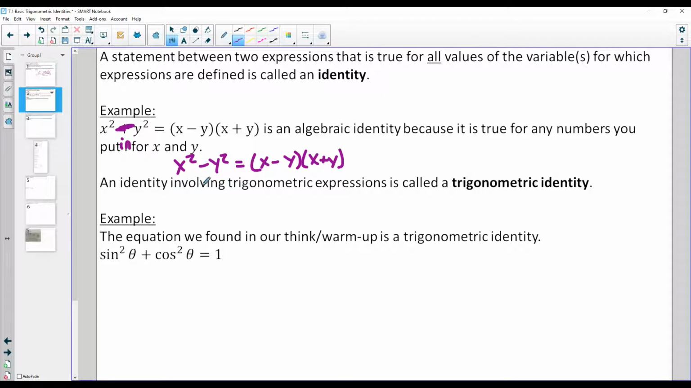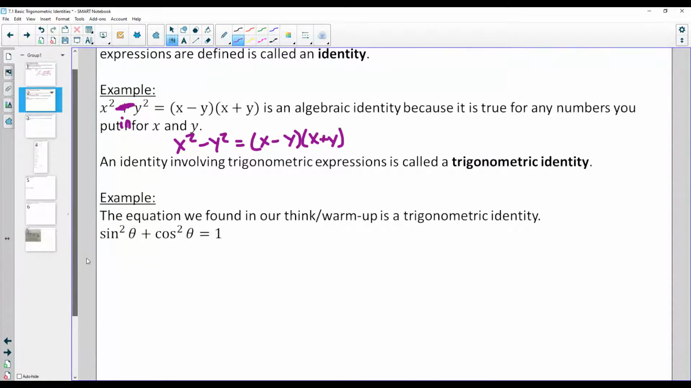So an identity involving trig expressions is called a trigonometric identity. So the equation we just found in our think/warm-up is a trig identity because no matter what angle I put in for theta, this is going to be true no matter what, right? If I put in 30 degrees, 60 degrees, 47 degrees, this is going to be true.